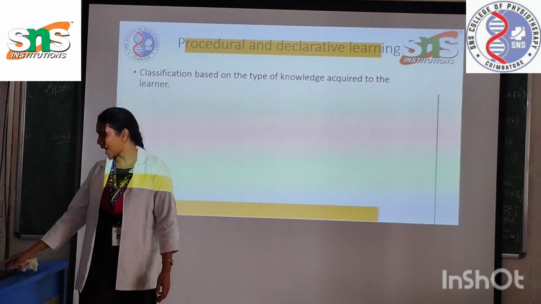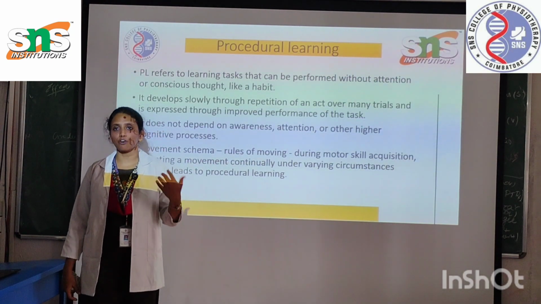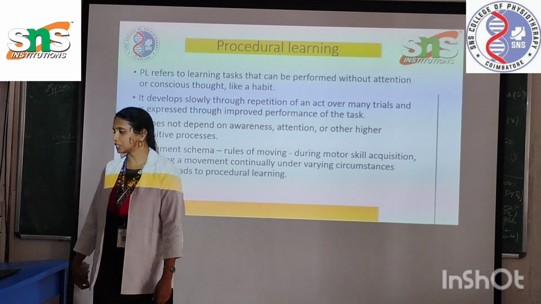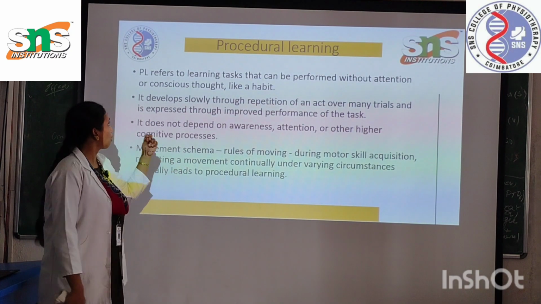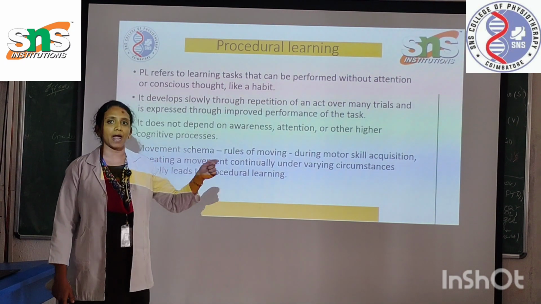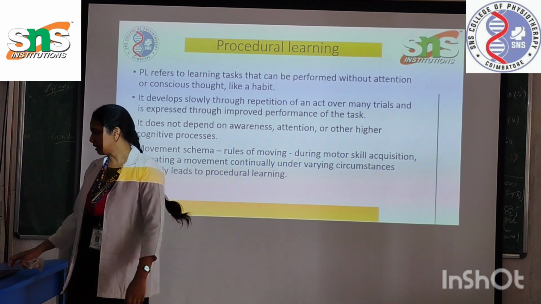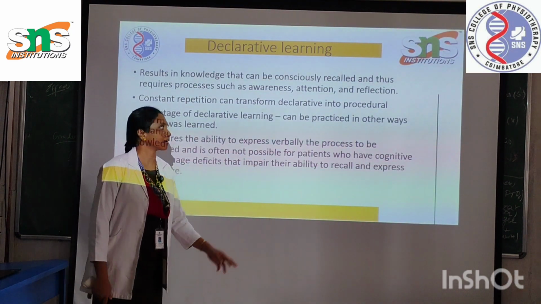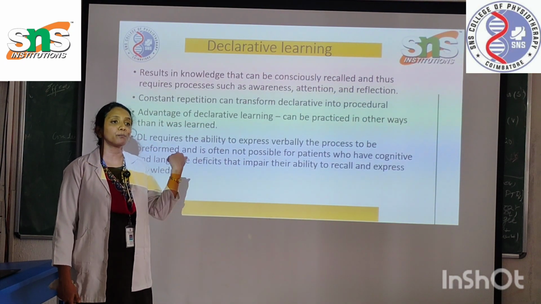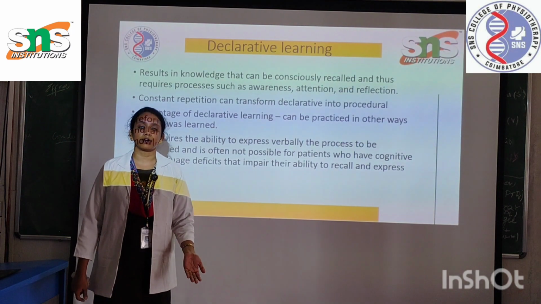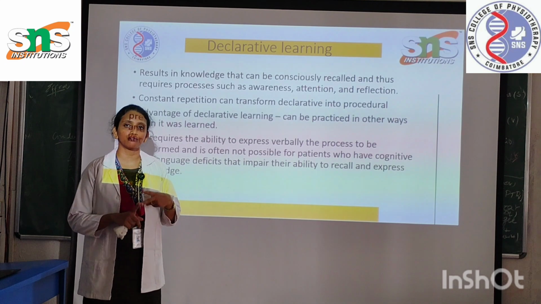The next is procedural and declarative learning. Procedural learning and declarative learning are forms of associative learning. Procedural learning is learning a task that can be performed without attention or conscious thought, where through practice we can become an expert in that movement. So that is procedural learning. The next is declarative learning. It results in knowledge that can be consciously recalled, and we have to pay more attention to declarative learning. So these are the forms of learning, which are basically of two types, associative and non-associative.